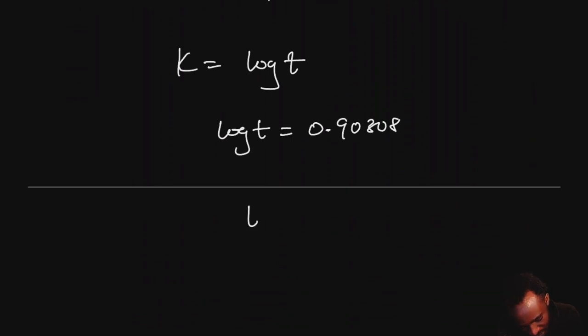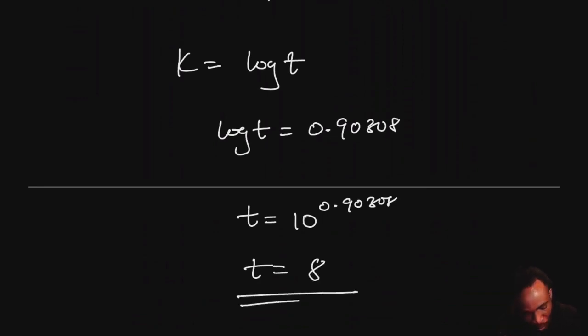And then we are going to convert this into exponential form. So you're going to have t is equal to base 10. We still have a base of 10 over here because there's nothing. And then 0.90308. We punch this into a calculator, and then we get 8 to be our final answer. So t is equal to 8.